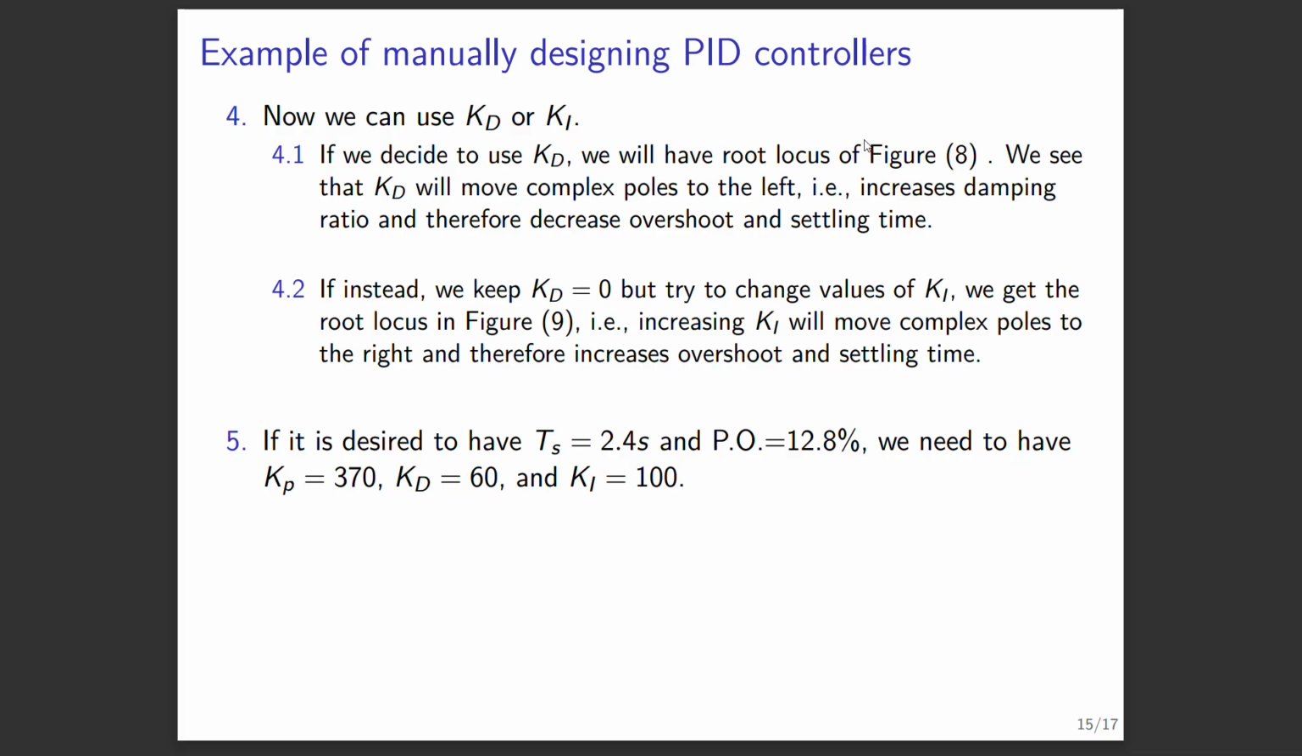So imagine if the customer tells me we want a design to have settling time of 2.4 seconds and percentage overshoot of 12.8%. Then we can design Kp and Ki accordingly to get to that point, which means Kd would be 60 and Ki would be 100.